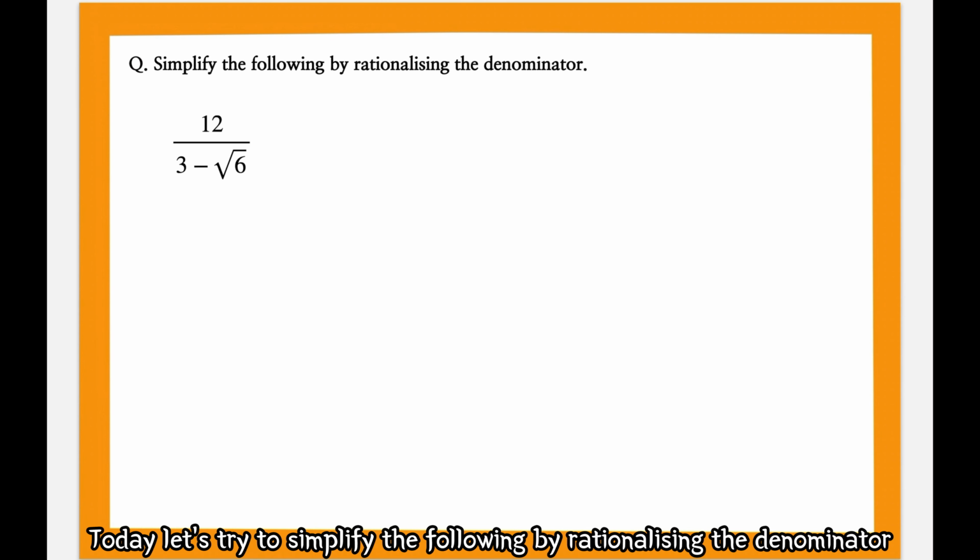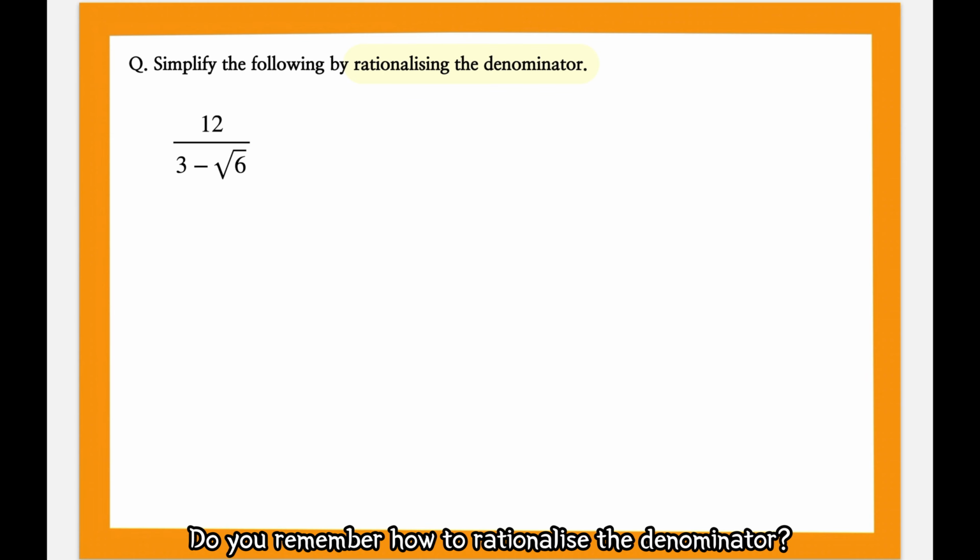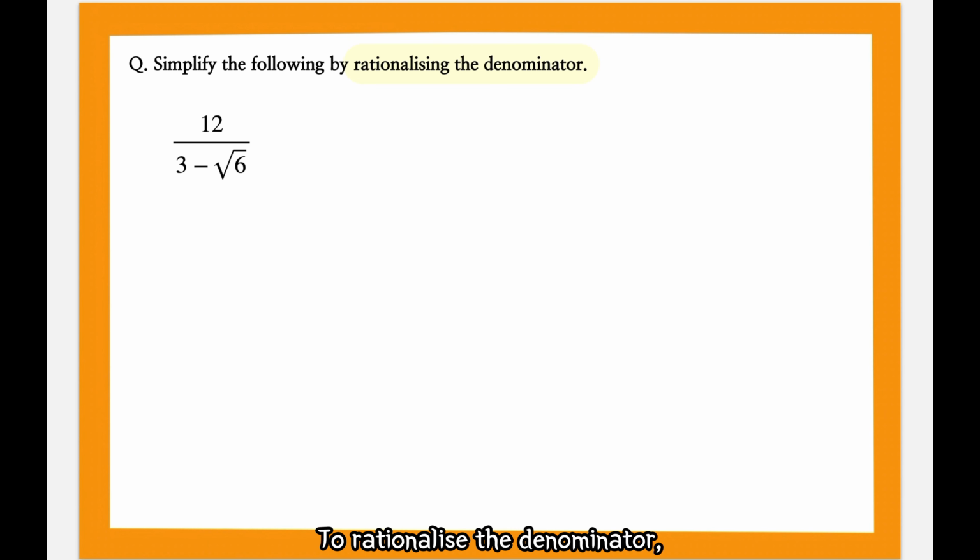Hi everyone, today let's try to simplify the following by rationalizing the denominator. So do you remember how to rationalize the denominator? To rationalize the denominator, we have to multiply by its conjugate pair. So in this case, we have to multiply by 3 plus root 6 on both sides.